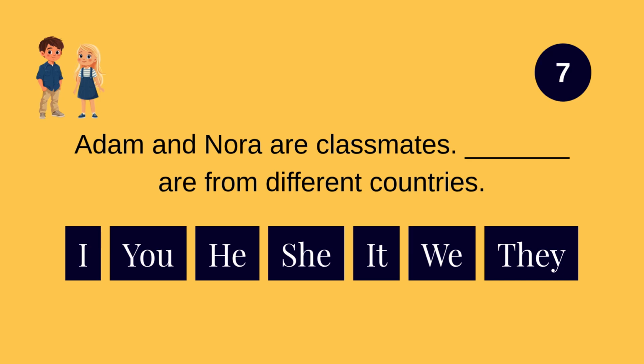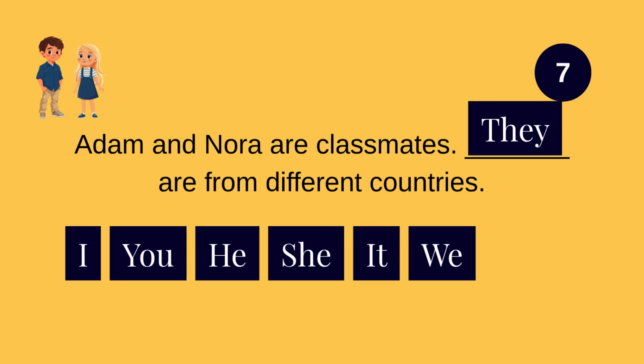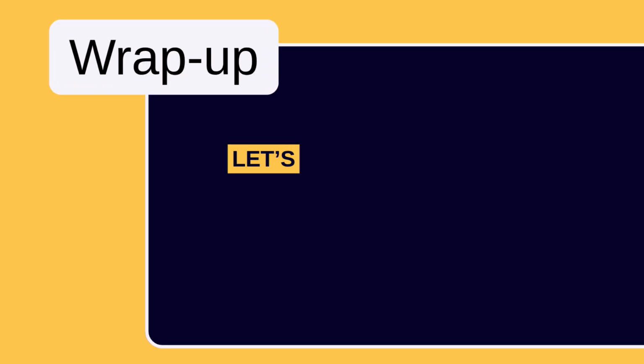Question 7. The answer is, Adam and Nora are classmates. They are from different countries. 2 people, so they. Great work!